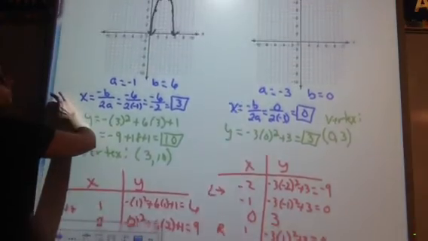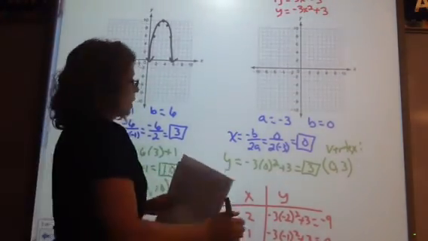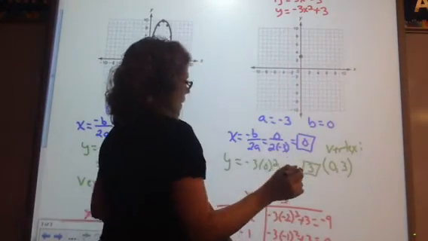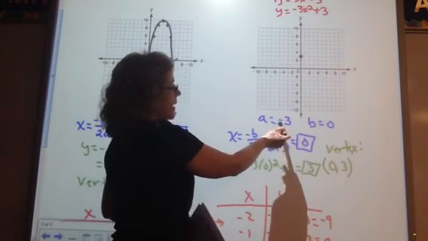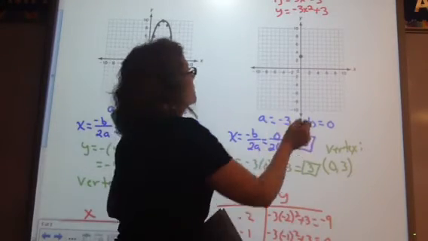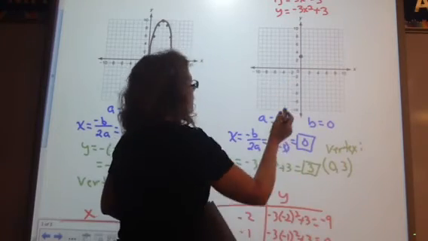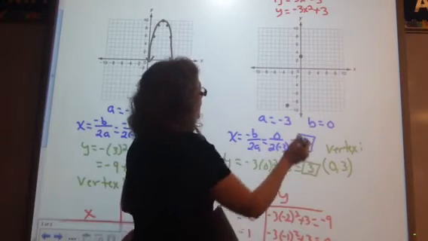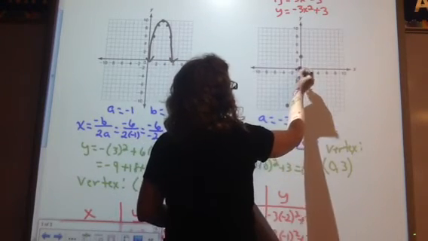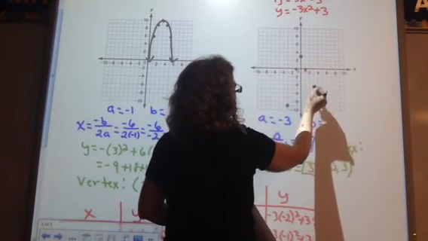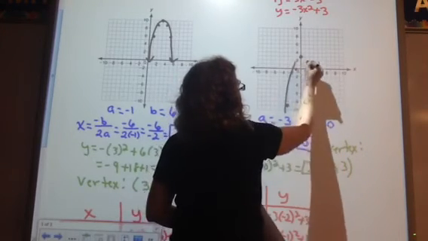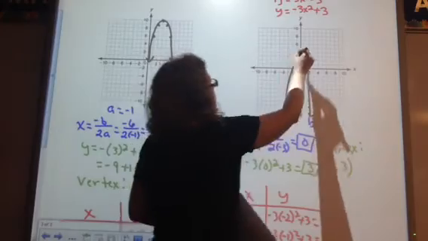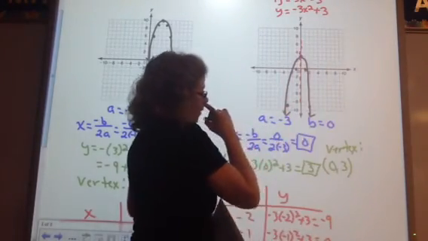Okay, then let's graph it. So our vertex is at 0, positive 3. Your a is negative, so the parabola is going to open downward. So this is our maximum. Then our next points are negative 2, negative 9; negative 1, 0; positive 1, 0; positive 2, negative 9. Okay? Now, our axis of symmetry is right here, so that's where x equals 0.